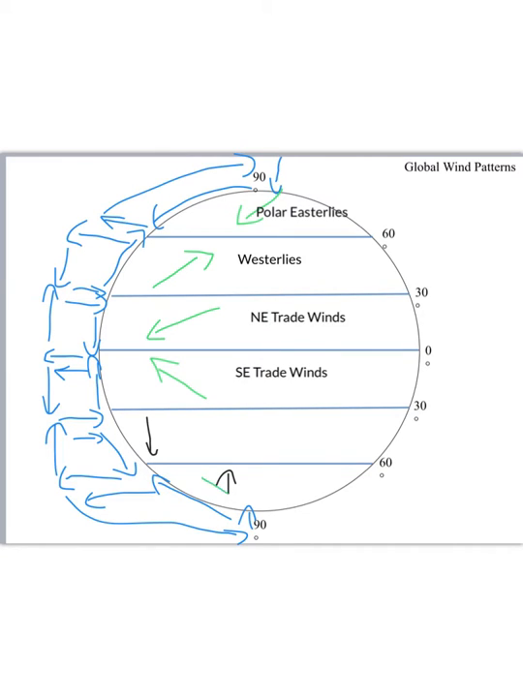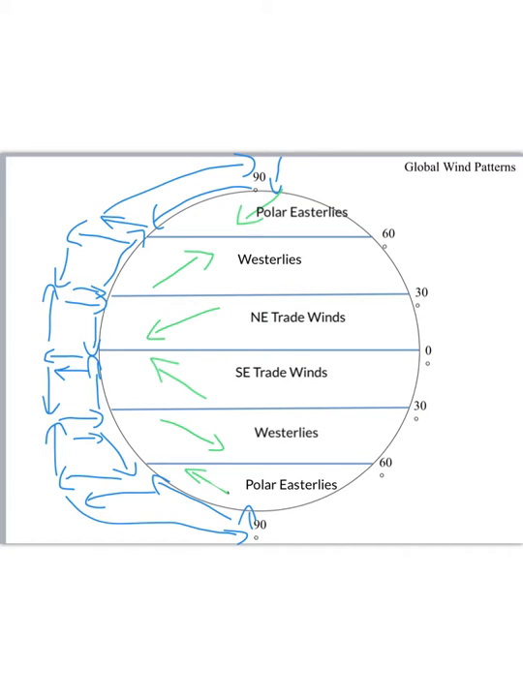Between 60 and 90 degrees, we'll see the same effect since the air is going towards the equator. This is coming from the east, and again, we're in the poles. So we call them the polar easterlies. And our last global wind pattern, 45 degrees to the left, will be that direction. These winds are again coming from the west, so we call them the westerlies.